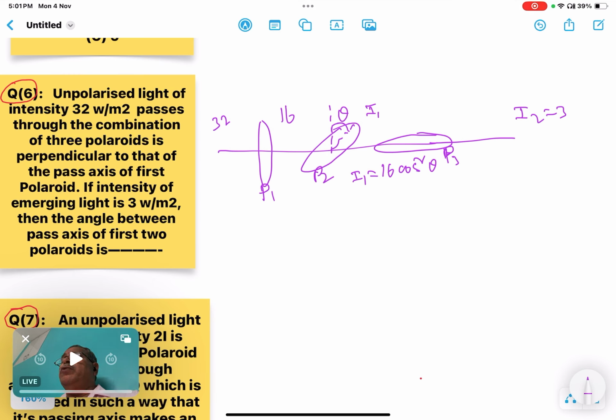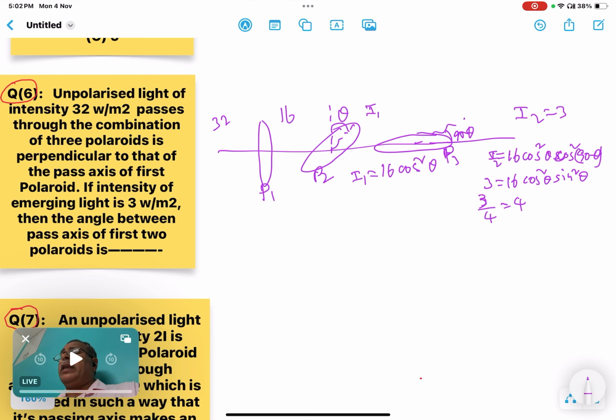I1 is given. Now what is the formula for I2? I2 is equal to 16 cos square theta and cos square of (90 minus theta), because this angle is 90 minus theta. The output intensity 3 is given, so 16 into cos square theta and sin square theta. We can take 4 out, and the remaining 4 we can write here, then cos square theta sin square theta.